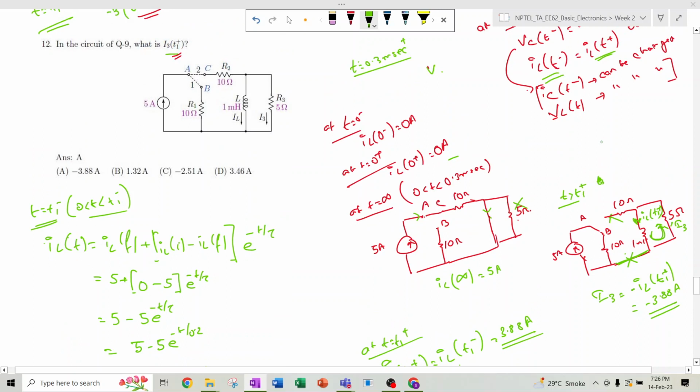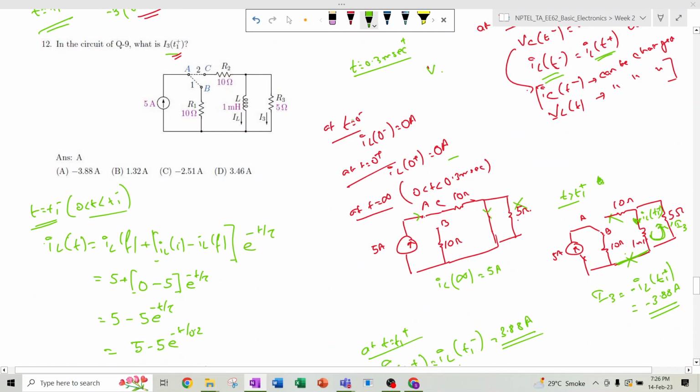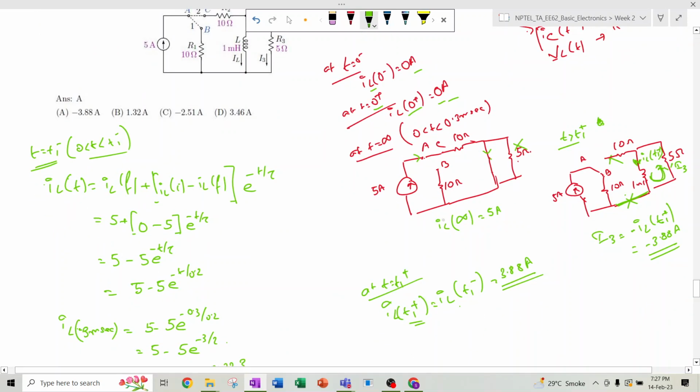So basically what we did, we have to find out the value at a particular point, that is t1 plus. We will solve this problem using this technique: IL at t1 minus is equal to IL at t1 plus. At t equal to 0 minus, the IL is 0 ampere. So at t equal to 0 plus, it should be equal to IL at 0 minus, which is 0 ampere. And again for t equal to 0 to 0.3 millisecond, the IL goes toward 5 milliampere.